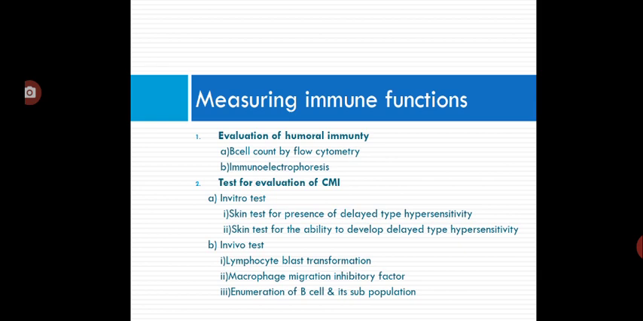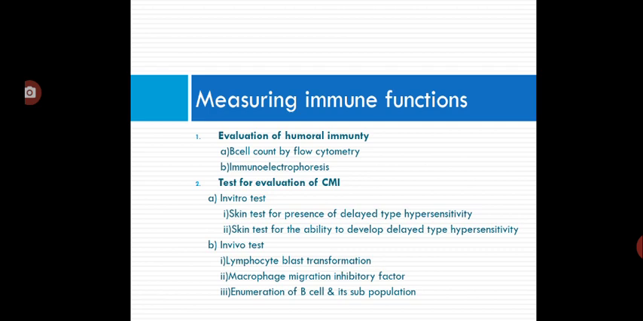Second is skin test for the ability to develop delayed type hypersensitivity. A normal person readily develops reactivity to simple chemicals, for example, dinitrochlorobenzene applied to the skin. When the same chemical is applied to the same area 7 to 14 days later, they respond with delayed type reaction, whereas an immunocompromised person fails to develop such delayed type hypersensitivity reactions.